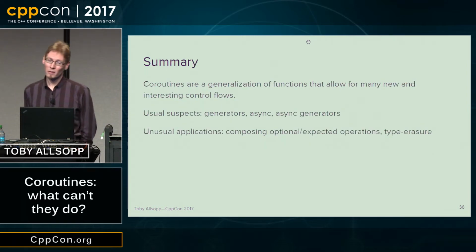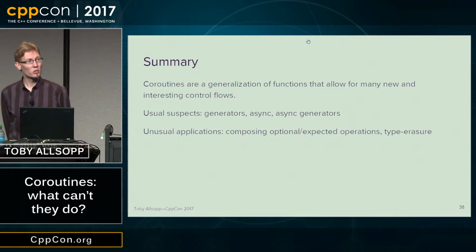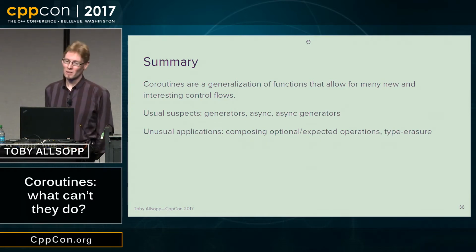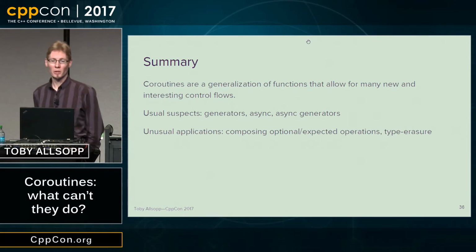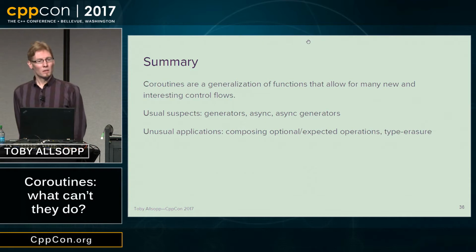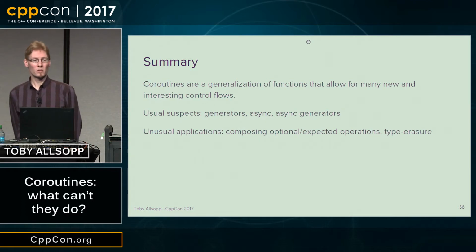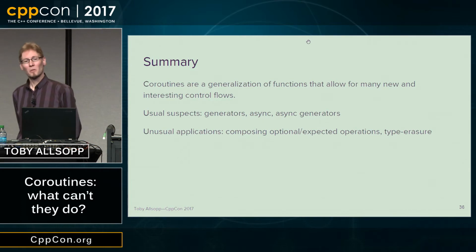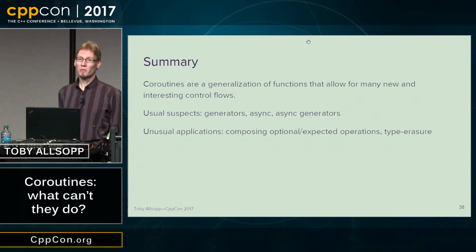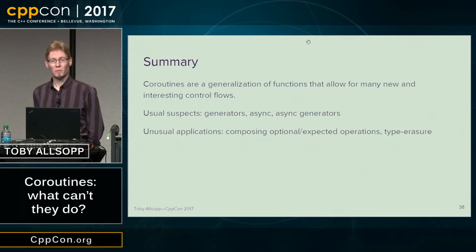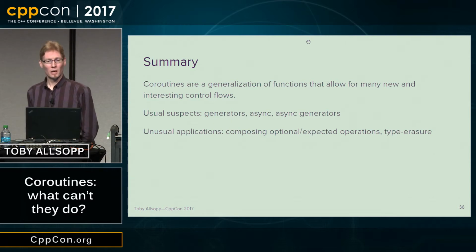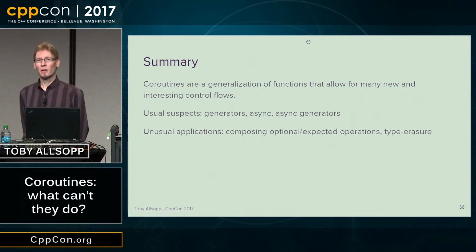So, in summary, coroutines are a generalization of functions. That's a message that I think is important to bear in mind. Coroutines are functions. They're just functions that have extra capabilities. The usual suspects for coroutines that we talked about: generators, async things, and async generators even. I think that's probably going to be the vast majority of uses of coroutines. But I think there's a lot of other interesting applications of coroutines that we're only just starting to explore.